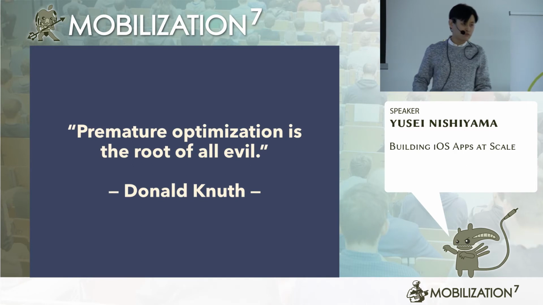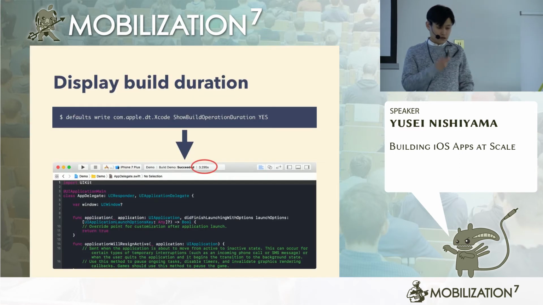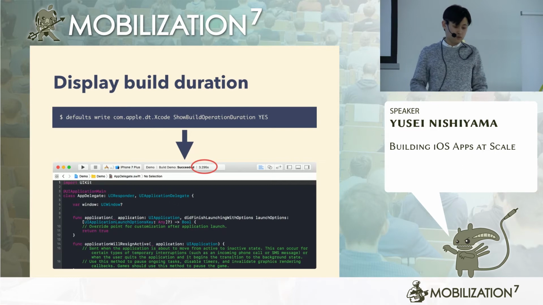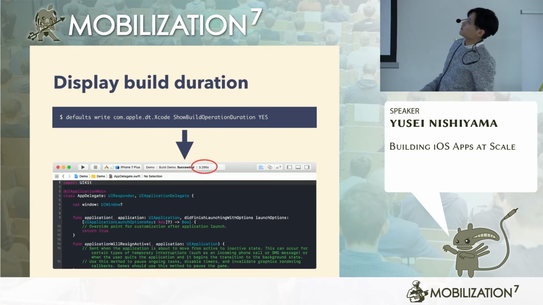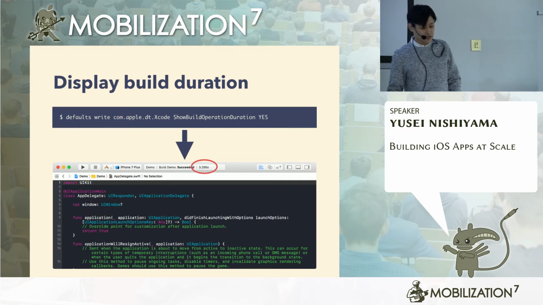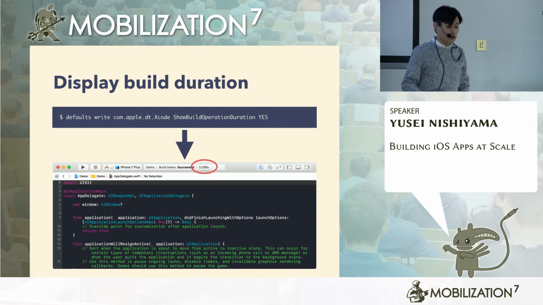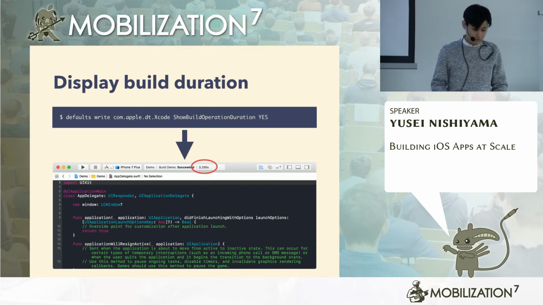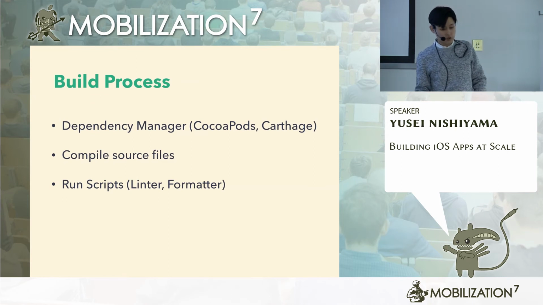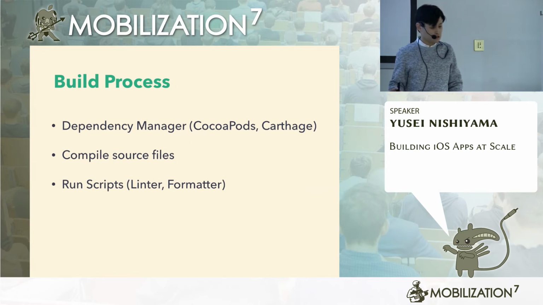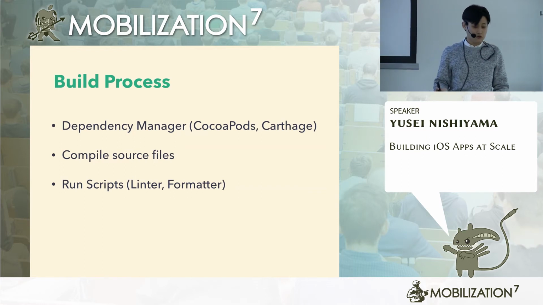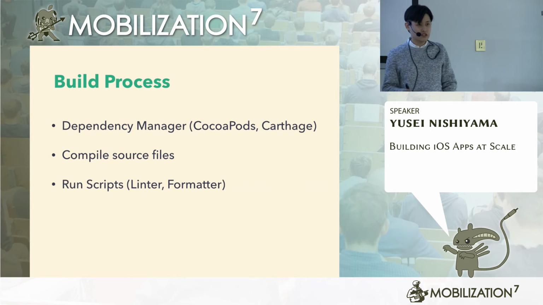Needless to say, if you want to improve something, you should start from understanding the problem. The first thing you could do is enable the show build operation duration flag. It displays build time on Xcode so that you can always be aware of your build time. But it's not enough, since the build process can be broken down into multiple processes, such as dependency management and compilation of each source file, and you may run linter and formatter in run script phase. You need to know how long each process takes to identify the exact bottleneck.